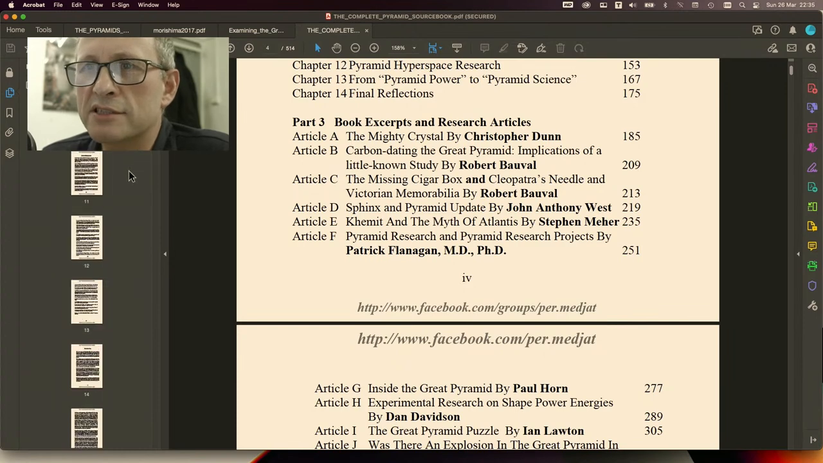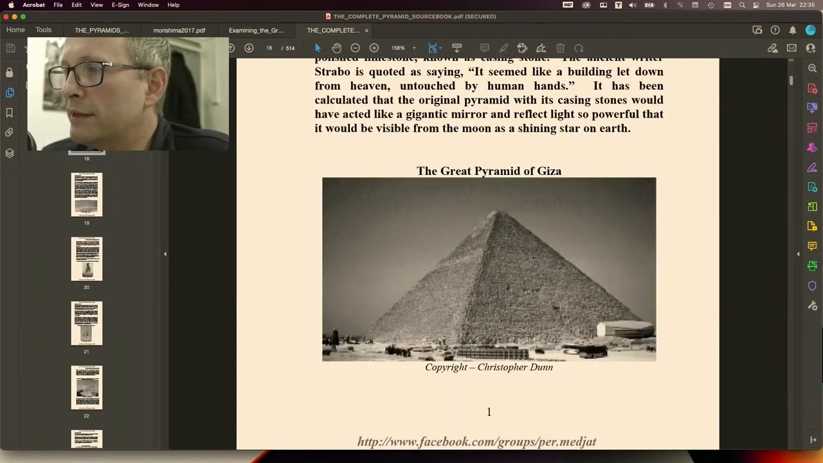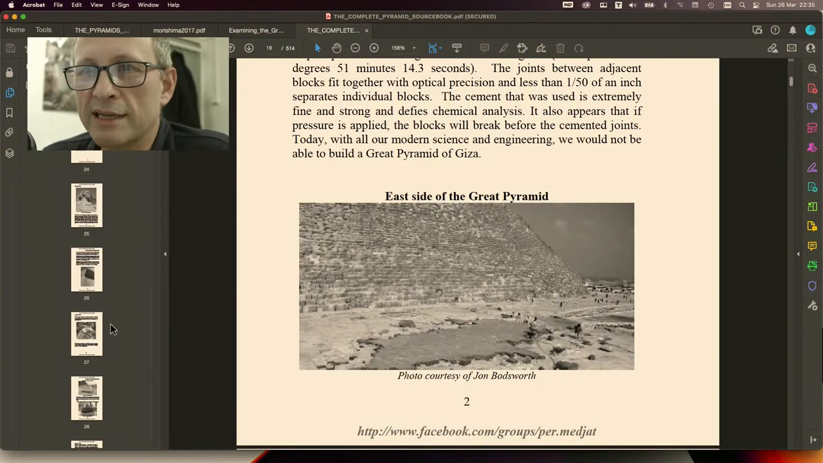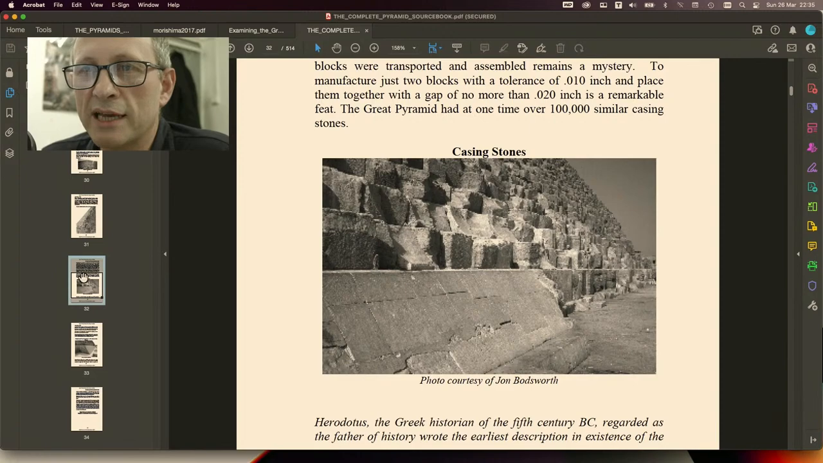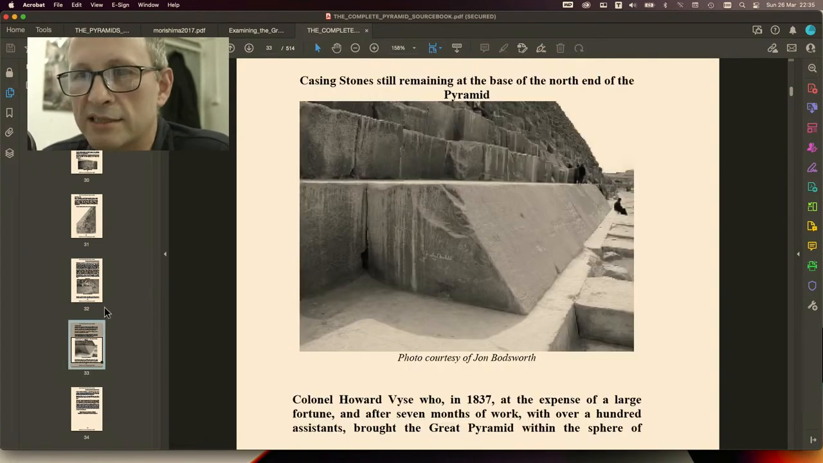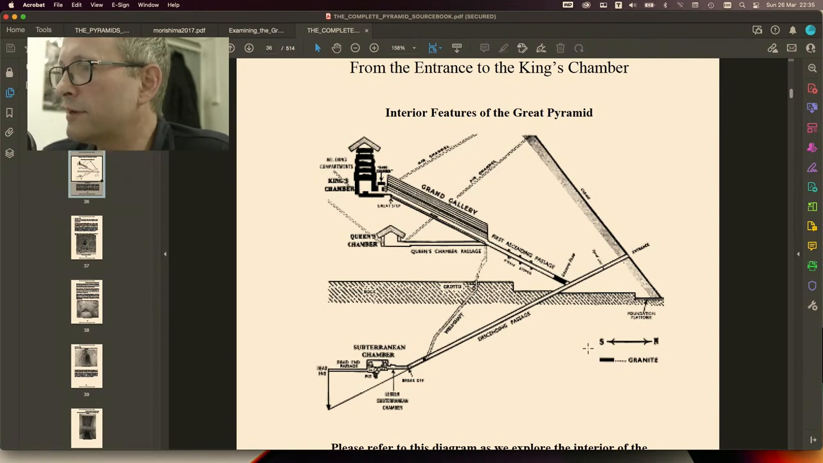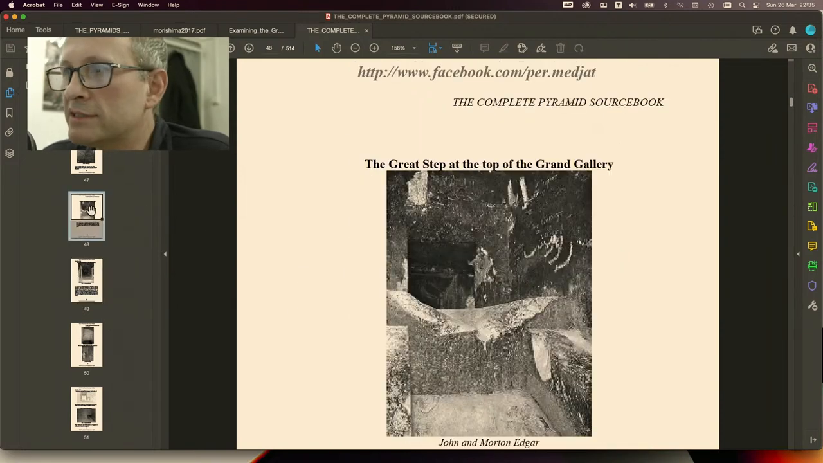So I was just skipping through this, as I do, and I thought, okay, there's a picture of a pyramid. I was lucky enough to see that. That's copyright Christopher Dunn. And here's another picture of the pyramid. So I was skipping through that, and I thought, what's this? That's some stones and some casing stones. There's another shot of the casing stones. And I thought, here's a diagram I kind of recognize. It's a little bit lo-fi, but anyway. And skipping through, there are all kinds of pictures of descending passageways and the step and stuff.